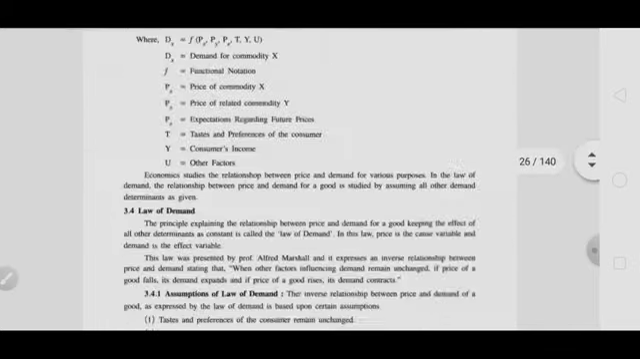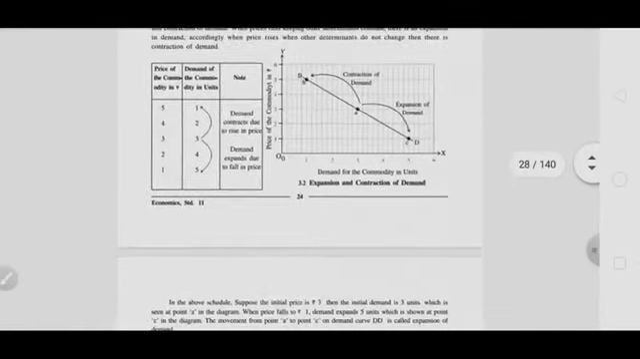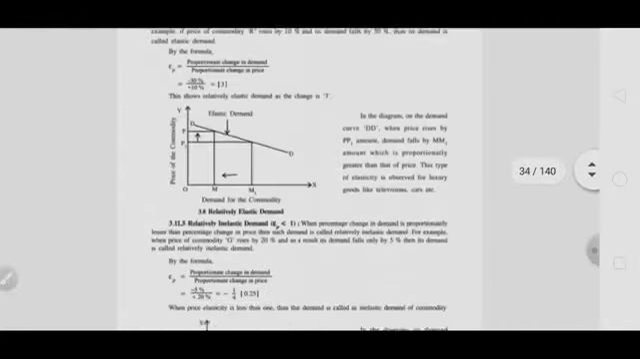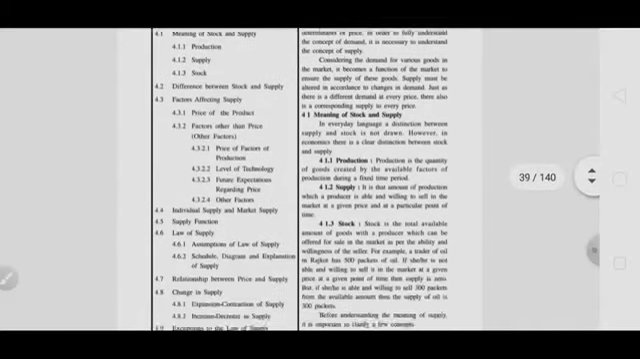See, just have a look, here we also have different kinds of tables and diagrams, different kinds of methods and different theories, which will be very interesting when you study this chapter. Then we will move forward to supply.